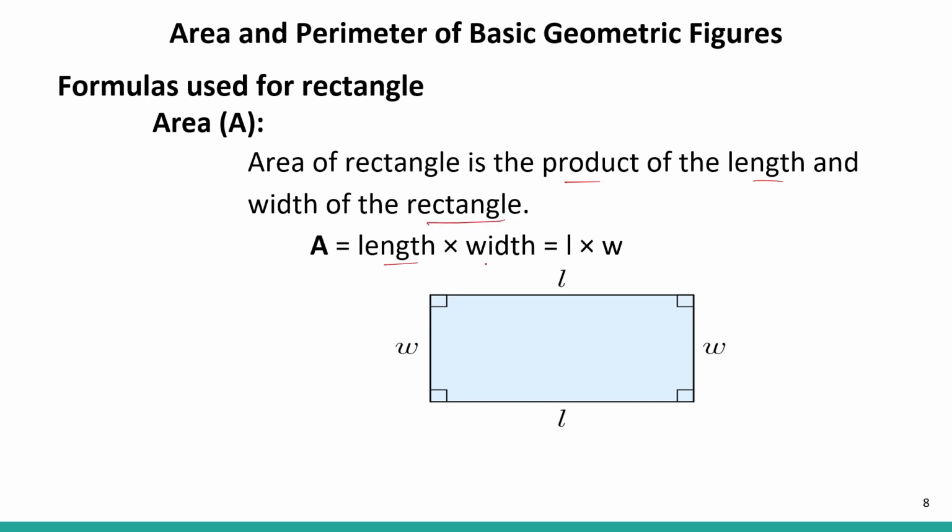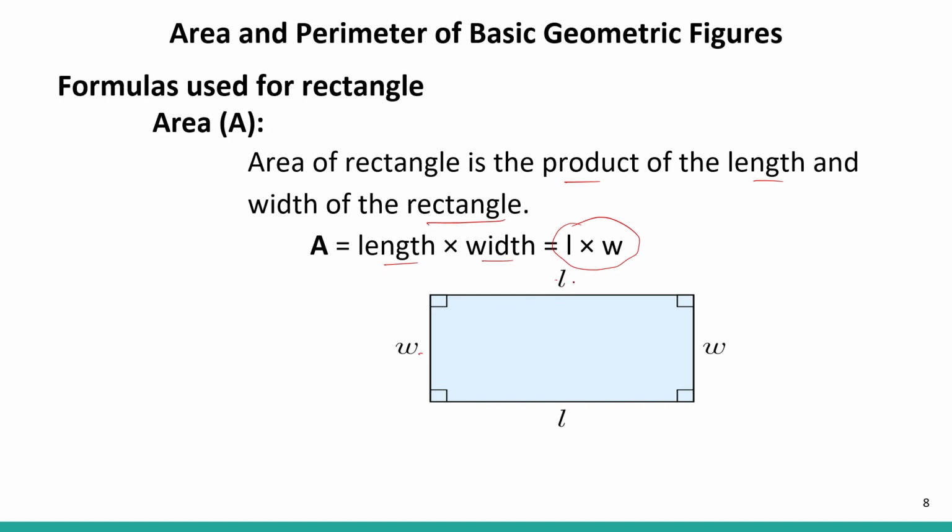So A is equal to length into width, that is L into W. L is written here, W is here, L is here, and W is here. So basically the area occupied by this shape will be equal to length into width. Width is the smaller side, and length is called the longer side of the rectangle. Given a rectangle with some length and width, we can evaluate its area.